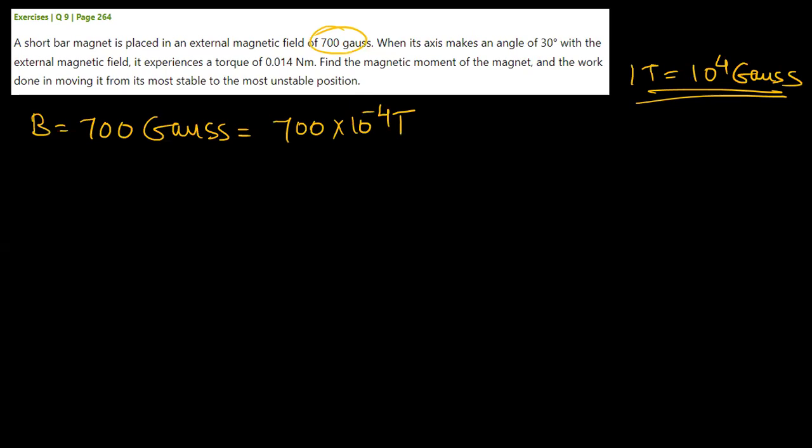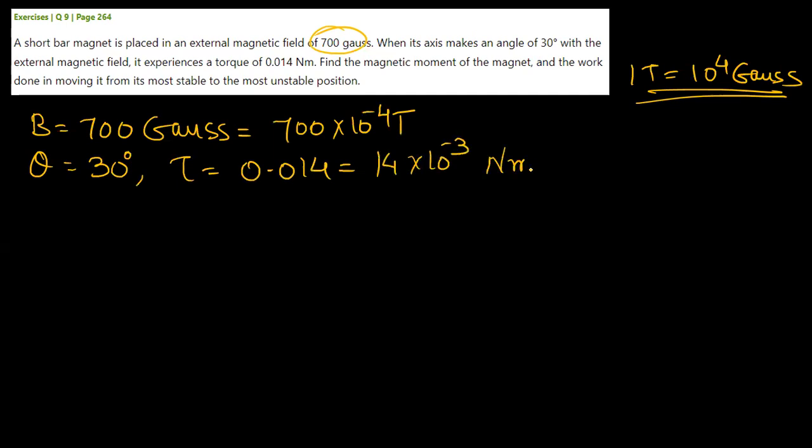Its axis makes an angle of 30 degrees with the external magnetic field. So it is given in the question that the axis makes an angle theta with the magnetic field, that is 30 degrees. And it experiences a torque of 0.014 Newton meter. Torque is given, angle is given. Theta is 30 degrees. Torque is 0.014, let me write this as 14 into 10 to the power minus 3 for easier calculation. Find the magnetic moment M, I am supposed to find M.